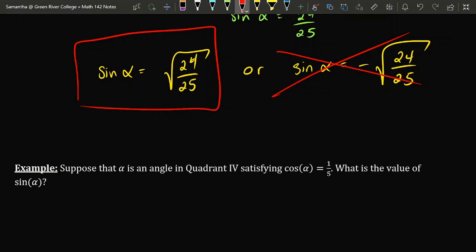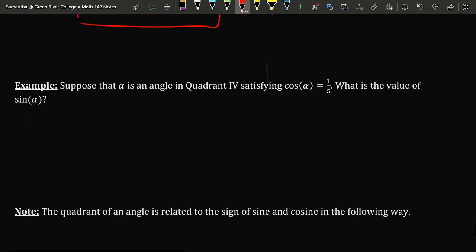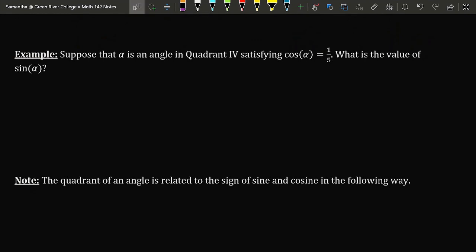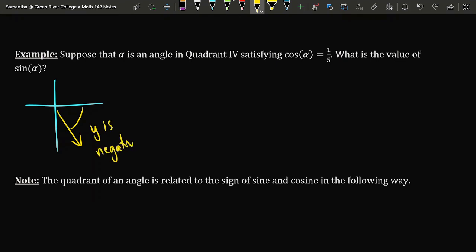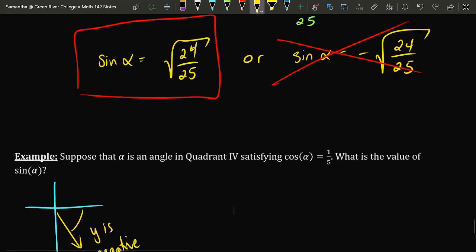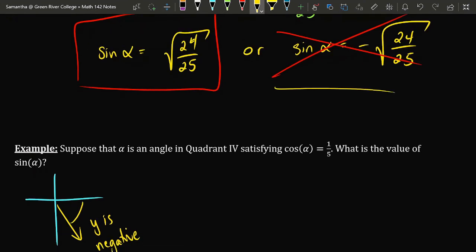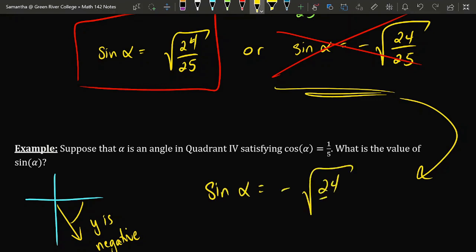Let's contrast that with the final example for today. We have an angle alpha, which is pointing into quadrant 4 this time, which satisfies the same condition, cosine of alpha is equal to 1 over 5. In quadrant number 4, the y values are all negative. So this is the problem where we would use the negative solution to the equation above. In this case, we would use sine alpha equals negative root 24 over 25.